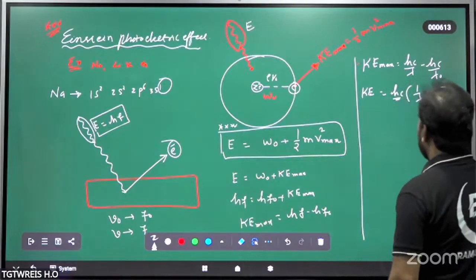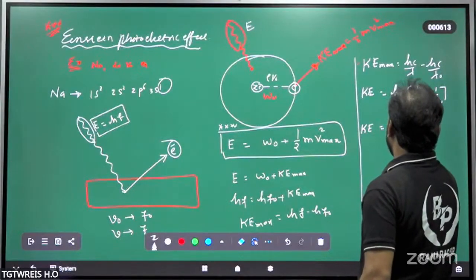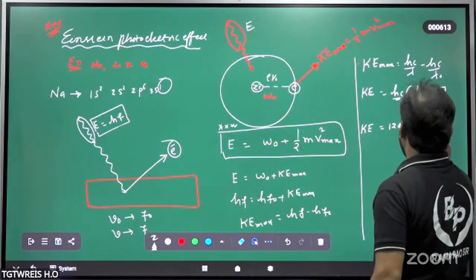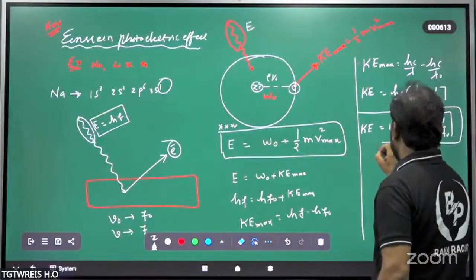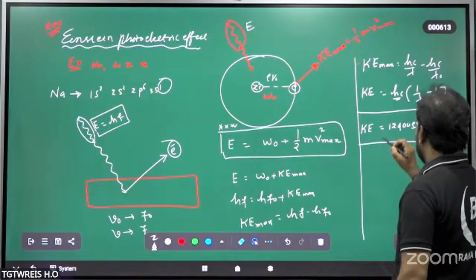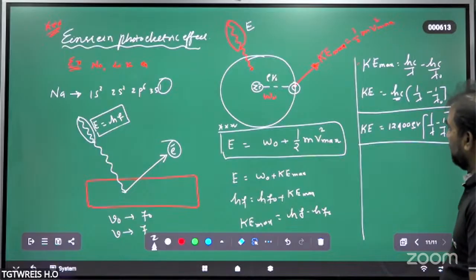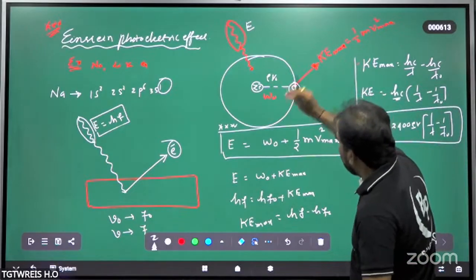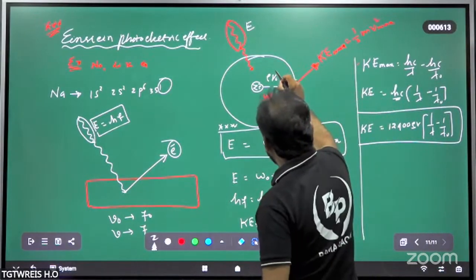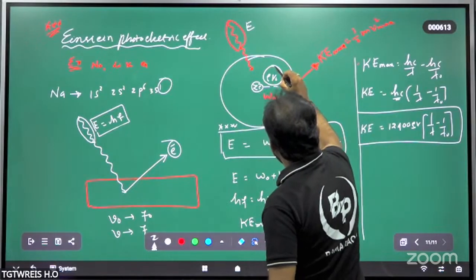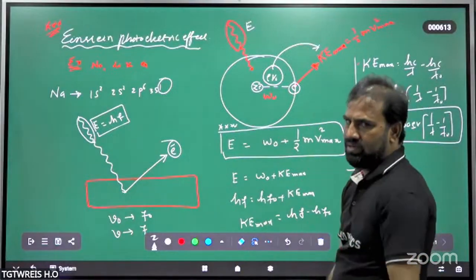What is this value? This value we already know. KE is equal to 12,400 electron volts into 1 by lambda minus 1 by lambda naught. This is the kinetic energy of an electron in the form of electron volts. If the electron starts to recoil, then the potential energy would be equal to kinetic energy. Then the electron tends to recoil from its orbit.